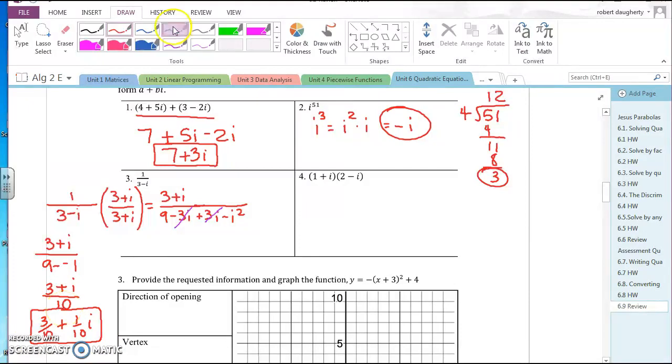The one that you see here, number 4, is just multiplying these numbers. So when I multiply, I get 1 times 2, so I get 2, plus 2i minus i squared. So that's 2 plus i, and this is minus negative 1. So this becomes 3 plus i.